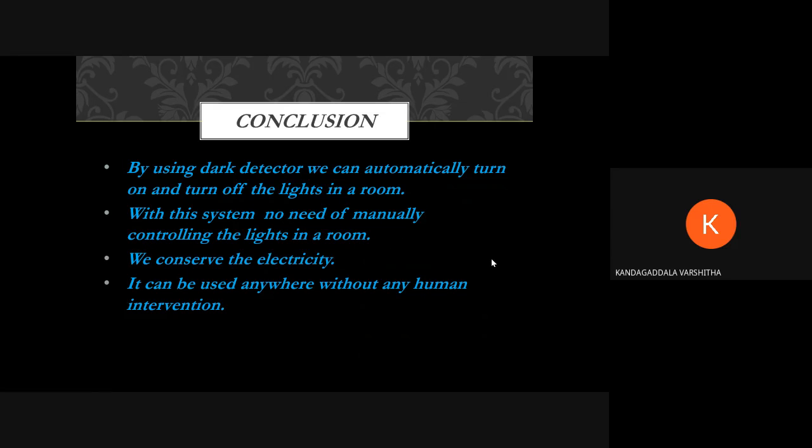That is, we can conserve electricity. It can be used anywhere without any human intervention. With this system, there is no need to manually control lights in a room. We can automatically turn off and turn on the lights in a room very easily. This circuit can be a part of bigger circuits or projects like home automation or home security systems.